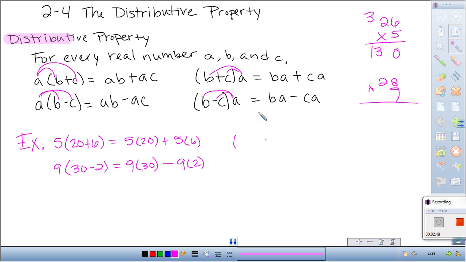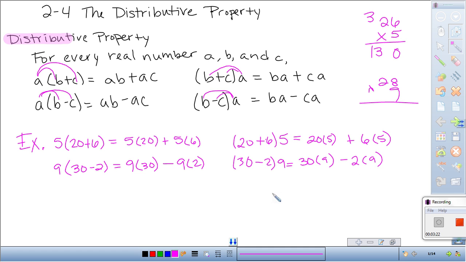A couple more. We'll do some like these where the number is on the back end. 20 plus 6 times 5, and 30 minus 2 times 9. So notice, same numbers, it's just the 5 now is in the back instead of in the front. So we do the same thing. 20 times 5 plus 6 times 5. We still multiply both our numbers inside times the number on the outside. 30 times 9 minus 2 times 9. Then it's the same answers. Let's look at some other examples.